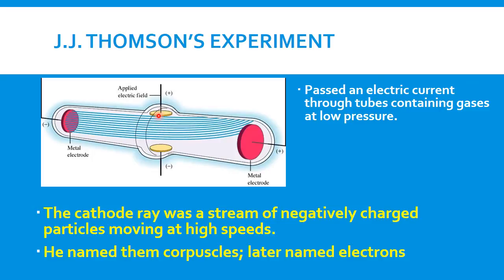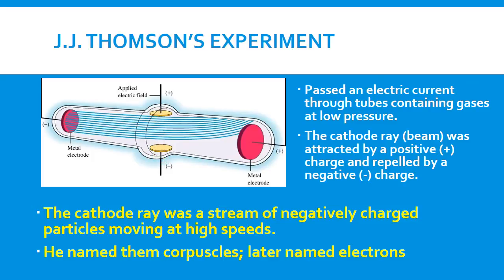And here are our electrically charged plates, a negatively charged plate and a positively charged plate. The cathode ray was attracted by the positively charged plate and deflected by the negatively charged plate. As we can see in here, the cathode ray was bent towards the positively charged plate.